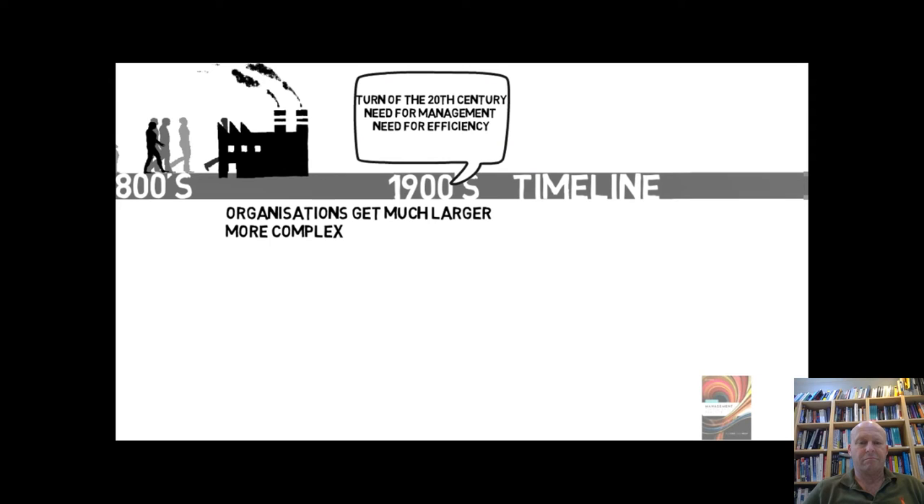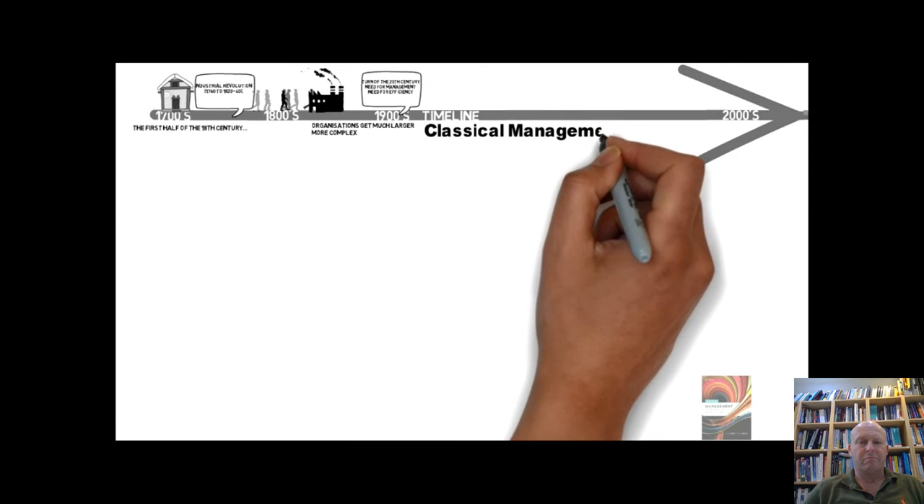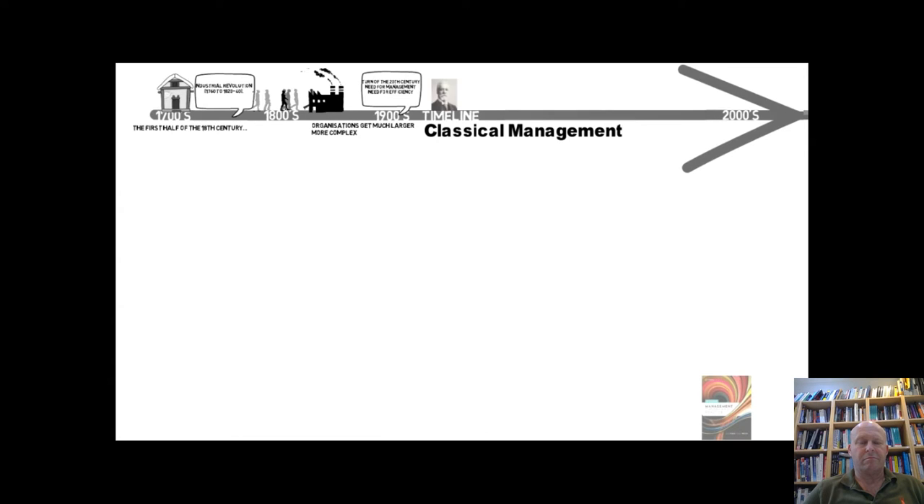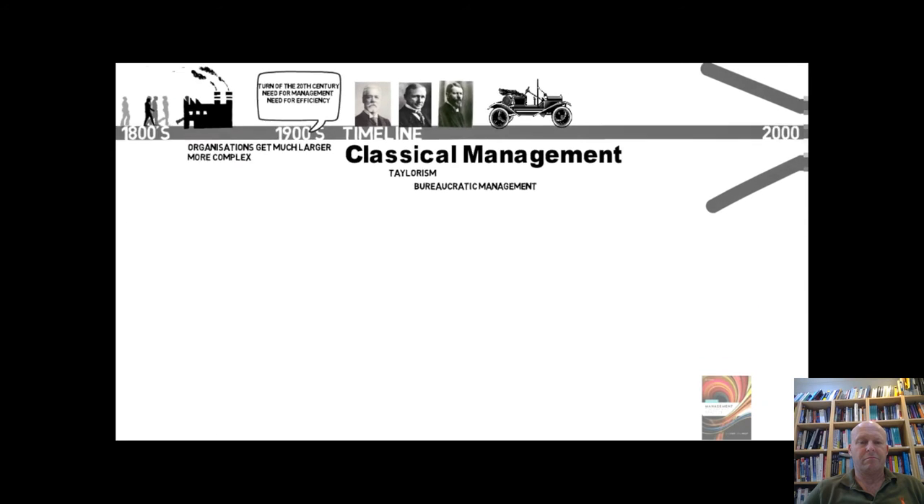To summarise then, classical management refers to a collection of management theories arising from the work of people like Fayol, Taylor and Weber in the first quarter of the 20th century. Such theories were driven by challenges arising from the Industrial Revolution, which brought new ways of working.